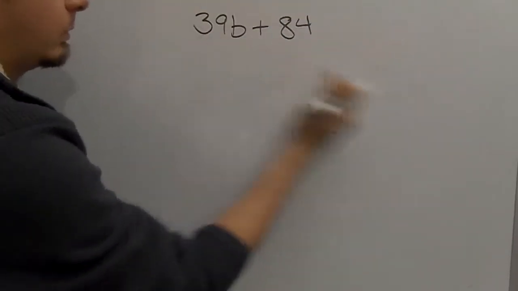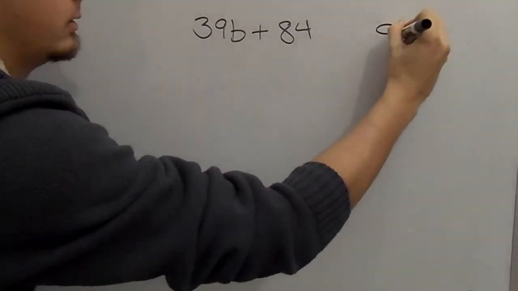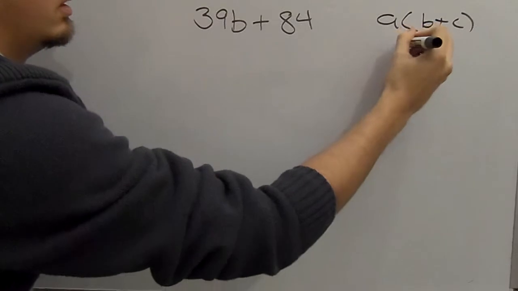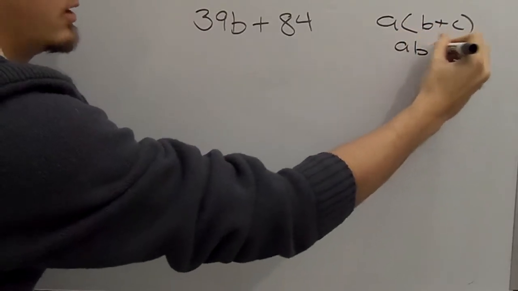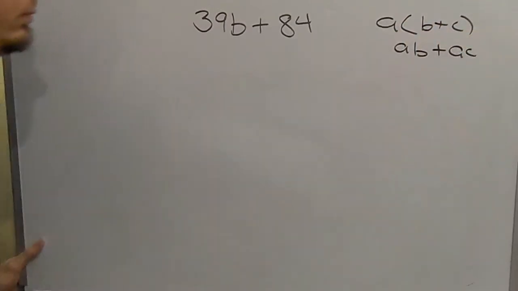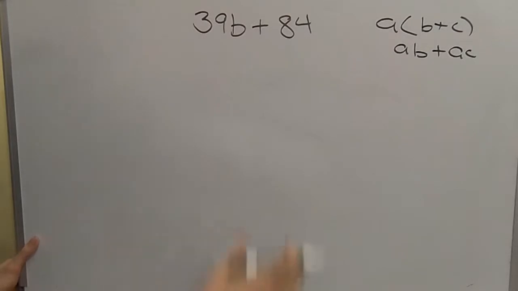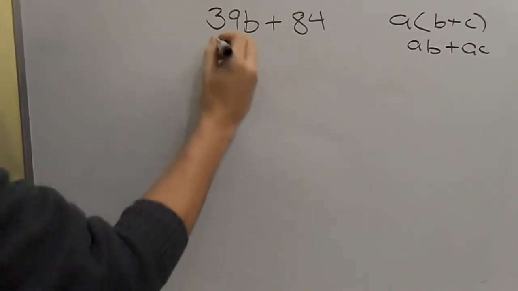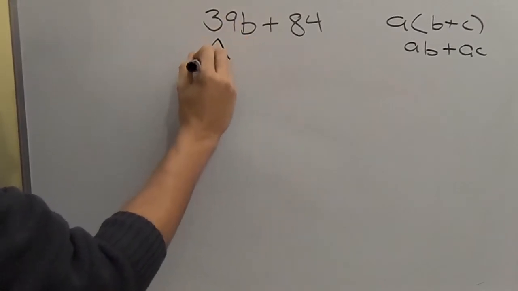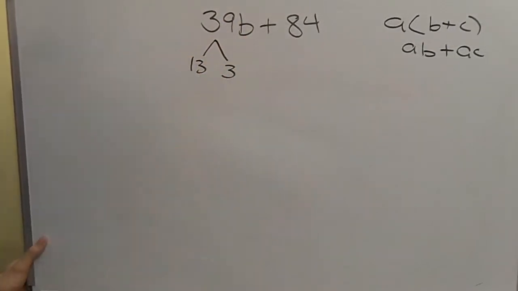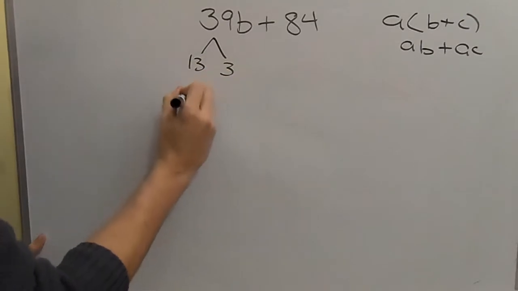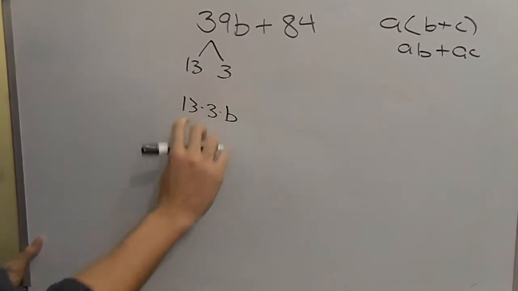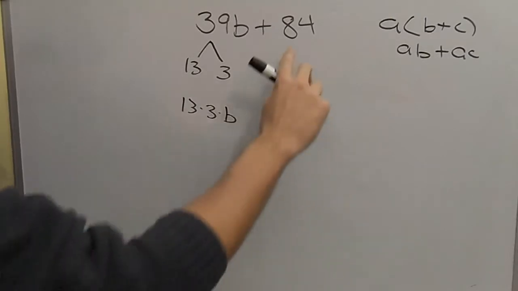So, I'm going to put this over to the side so we can remember what it is we're trying to do. First thing you're going to do is find the GCF of these two numbers in the expression. So we're going to do our factor trees. 39b actually ends up being a pretty small prime factorization of 13 times 3 times b.